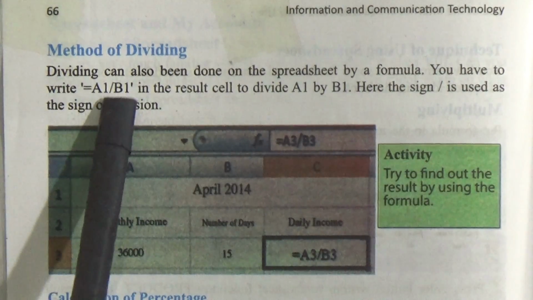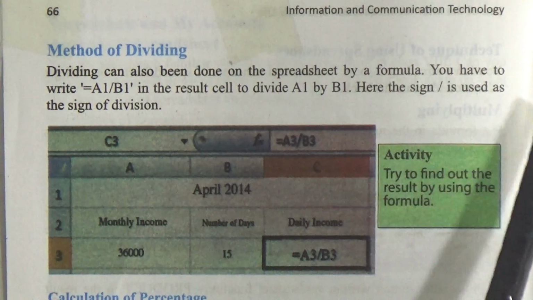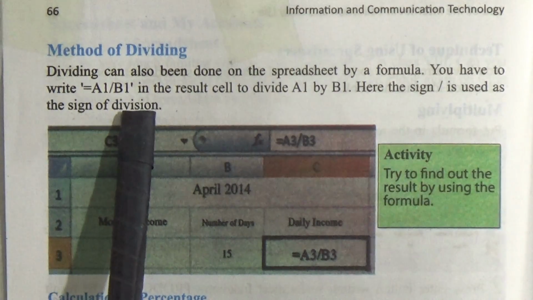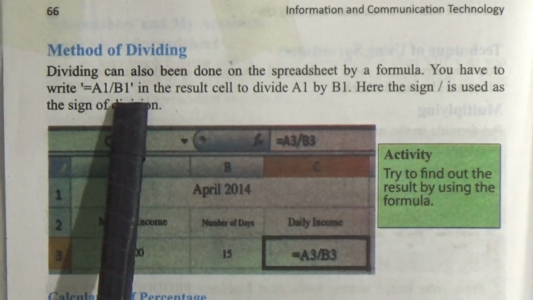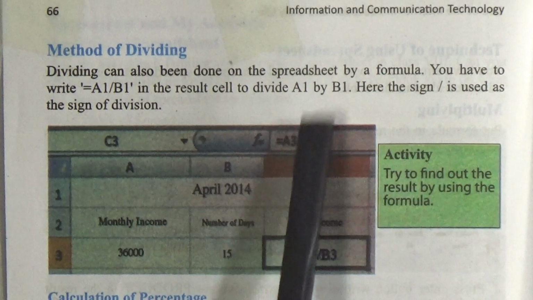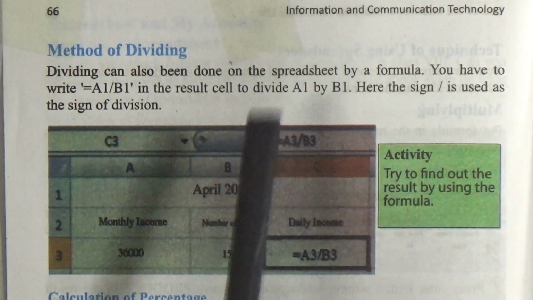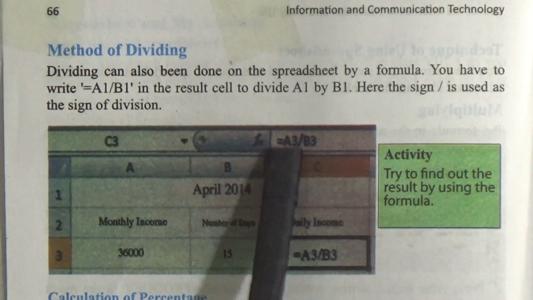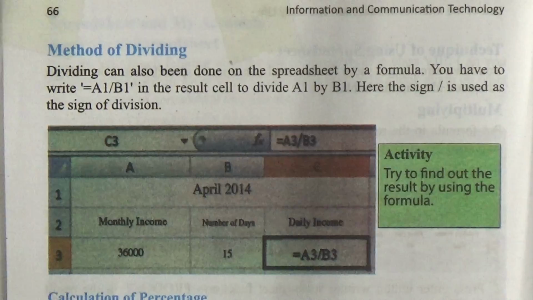Students, look here, I have said A1 slash B1. Here the slash sign is used as the sign of division. You can understand A1 divided by B1. So here you can see, look, the function is equal to A3 divided by B3. Here you can say A1 divided by B1. So it means the slash means division, the sign of division.